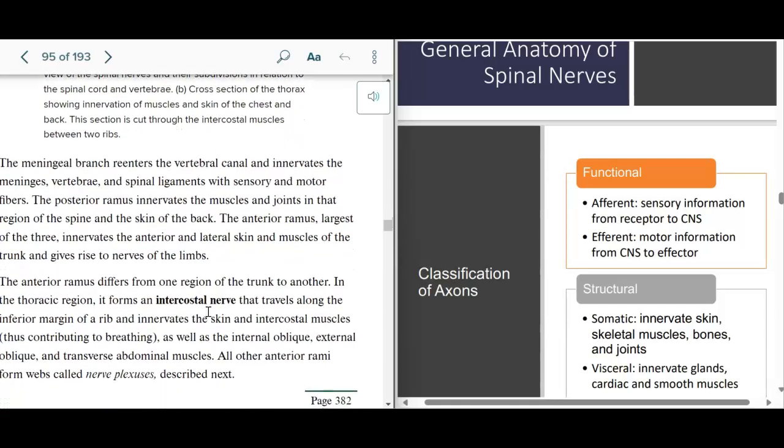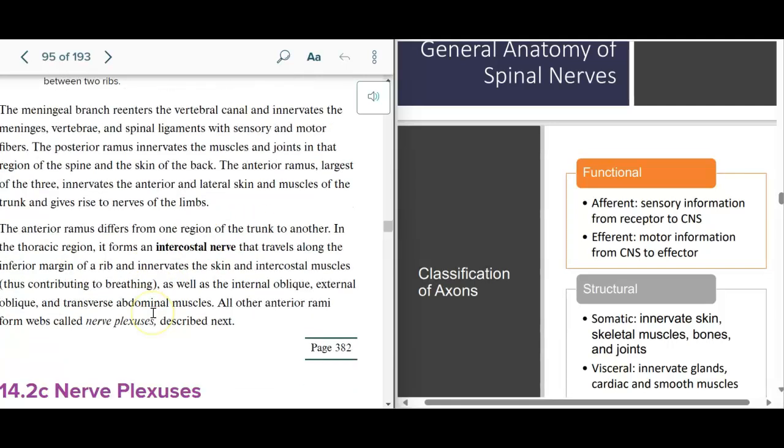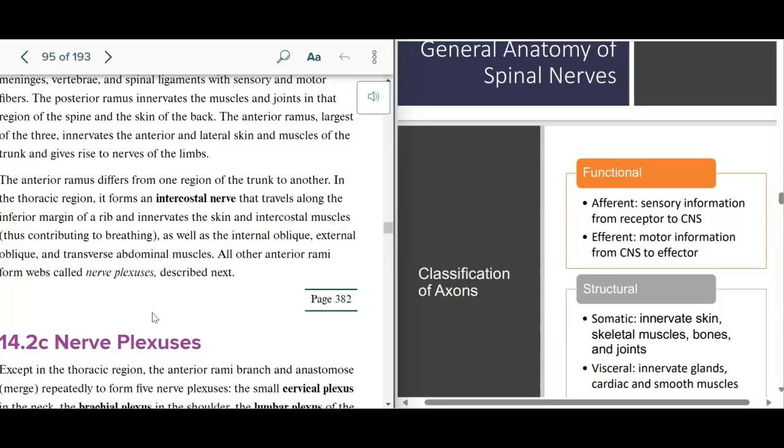Now, depending on where we are, the meningeal branch, as we said, re-enters the vertebral canal and innervates the meninges, the vertebrae, and those spinal ligaments. The posterior ramus innervates the muscles and joints in the region of the spine and the skin of the back. So the posterior goes posterior. And the anterior is the larger. It innervates the anterior and lateral skin and muscles of the trunk, and it gives rise to the nerves of the limbs.